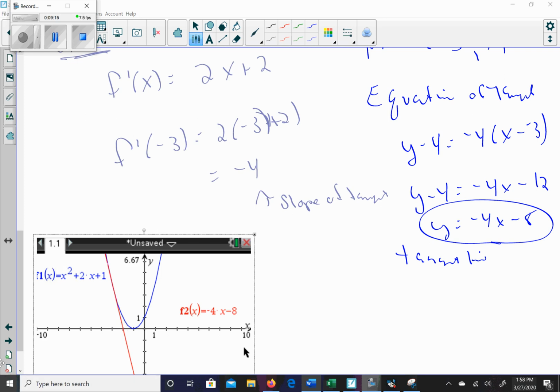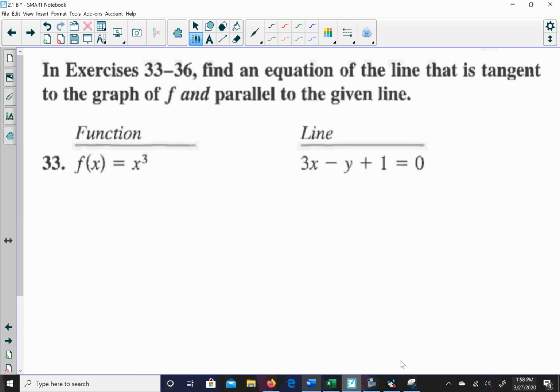So that's just on the graph, and that's what it looks like. The next one, in exercises 33 through 36, find an equation of a line that is tangent to the graph of f and parallel to the given line. So the first thing I'm going to have to do is find the equation of the tangent line for this, and then work on it being parallel to that. So here we go.